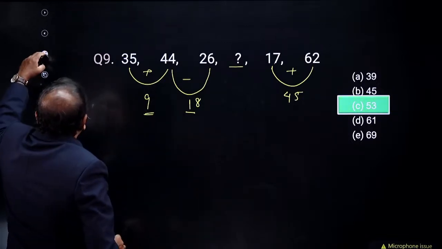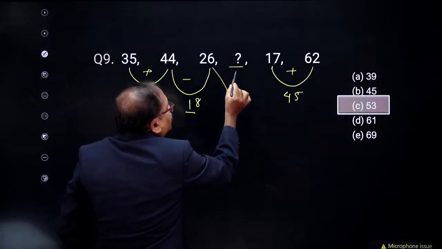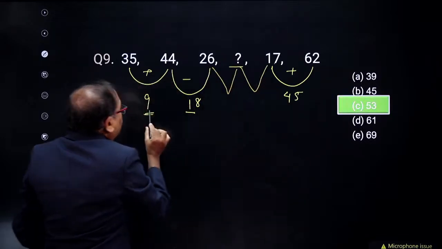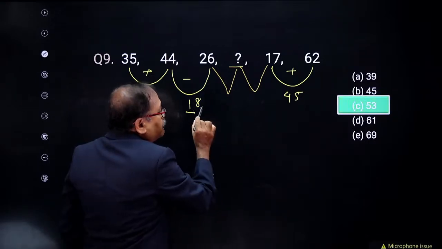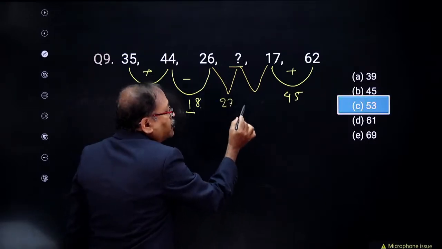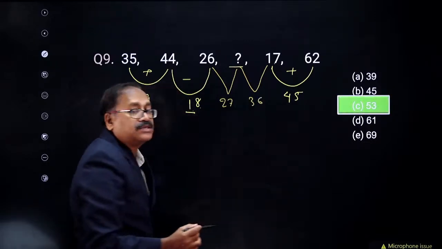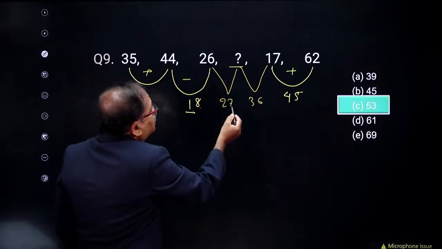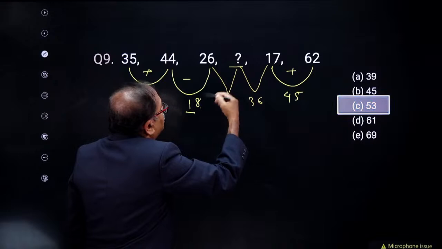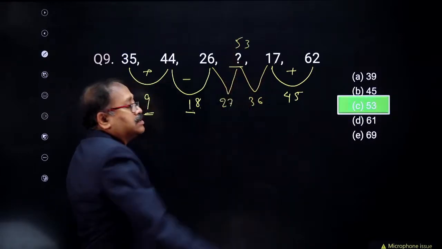Then what could be the possible relation here? The possible relation is 9, then 9 plus 9 is 18, and 18 plus 9 is 27, and 27 plus 9, Shravanti, that is 36, and 36 plus 9 is 45. So nicely you identified it. When I add this one, I get 53. So you rightly answered it.